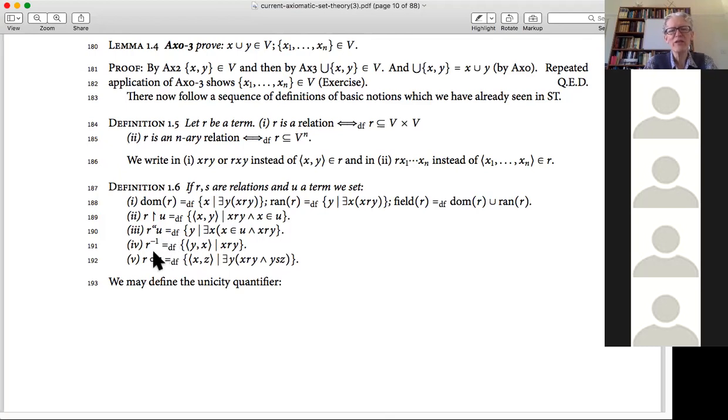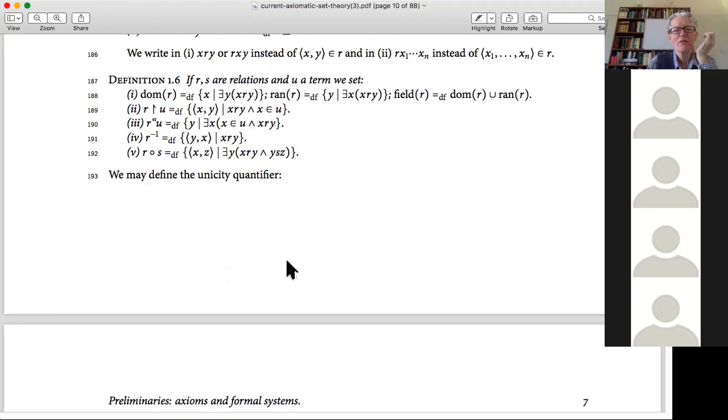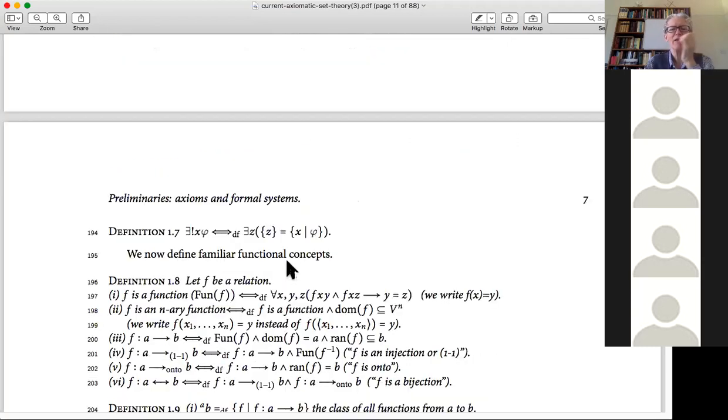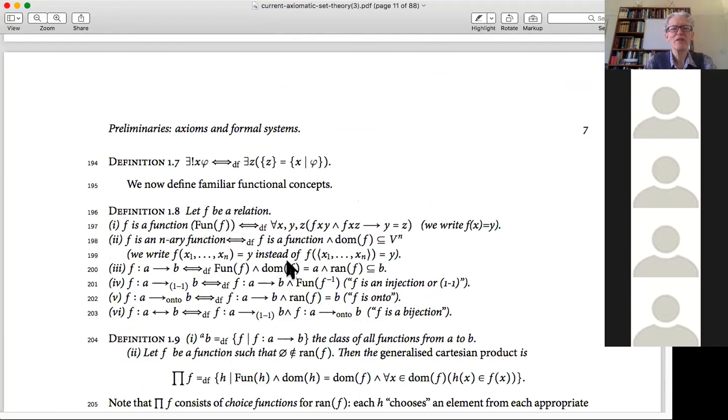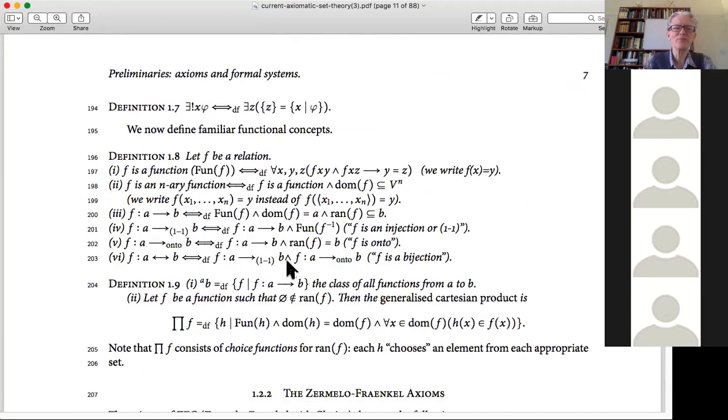The inverse of a relation is what it sounds like. I just switch all the ordered pairs around, so all the xy's become yx's. And this is the composition of two relations. It's the set of ordered pairs xz, where there is some intermediate y, such that x is related to y and y is related to z. I'll let you read definition 1.7 yourself.